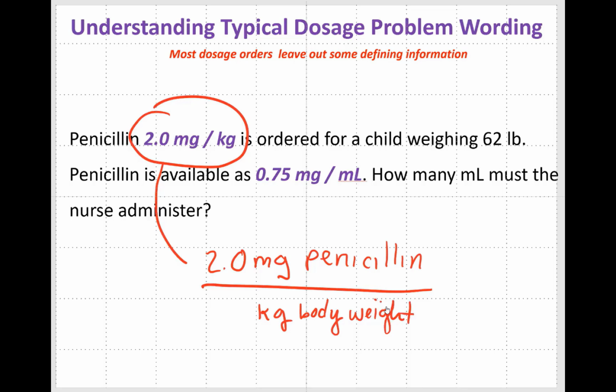The next thing that's a little bit confusing is this 75 milligrams per milliliter. What is the milligram referring to, and what is the milliliter referring to? Typically, when you have some kind of unit of mass per some unit of volume in a dosage problem, you're referring to a suspension.